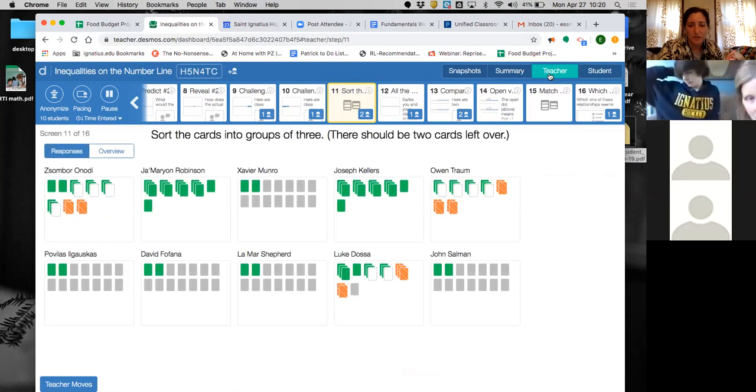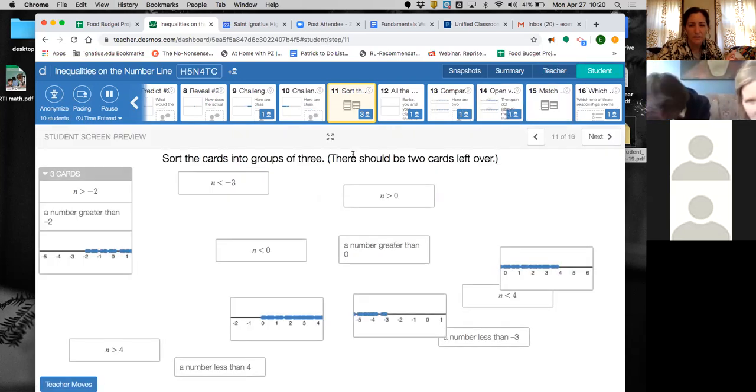Jamarian, your cards look good. I see yours is done. And David, you're still working on yours on 11? No, I finished my 11 one. Wait, do we do the whole thing? Yeah, do the whole thing. Okay. All right. So, Luke, which card?